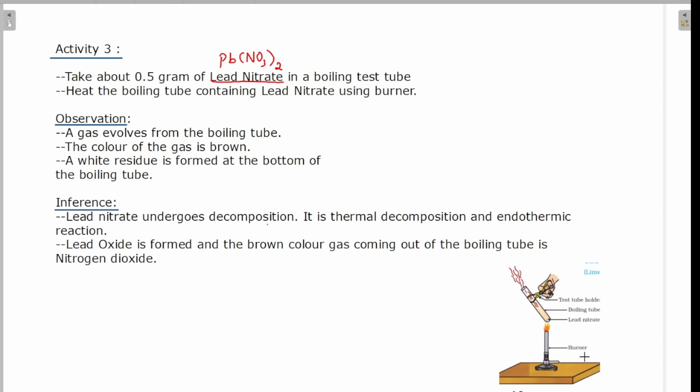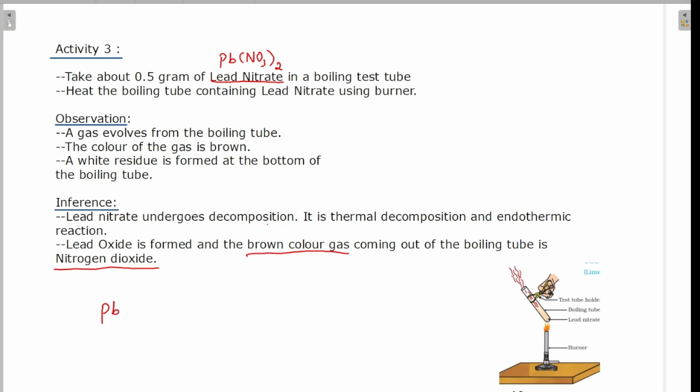What are the observations that we make here? Gas evolves from the boiling tube once it undergoes decomposition. The color of the gas is brown. A white residue is formed at the bottom of the boiling tube. From this observation, we are going to make the conclusion. That is, lead nitrate undergoes decomposition. It is thermal decomposition and an endothermic reaction. The lead oxide is formed as the lead nitrate undergoes decomposition, and the brown color gas is due to the formation of nitrogen dioxide. Let us write the equation for this reaction.